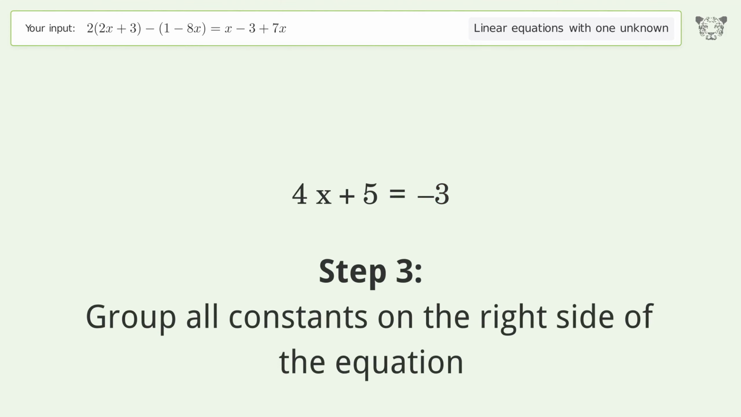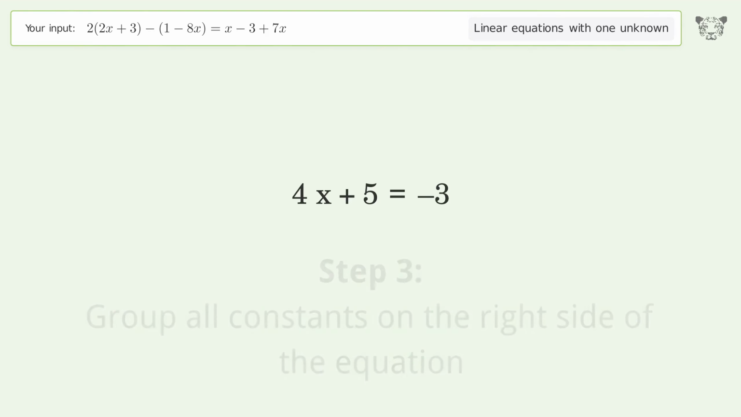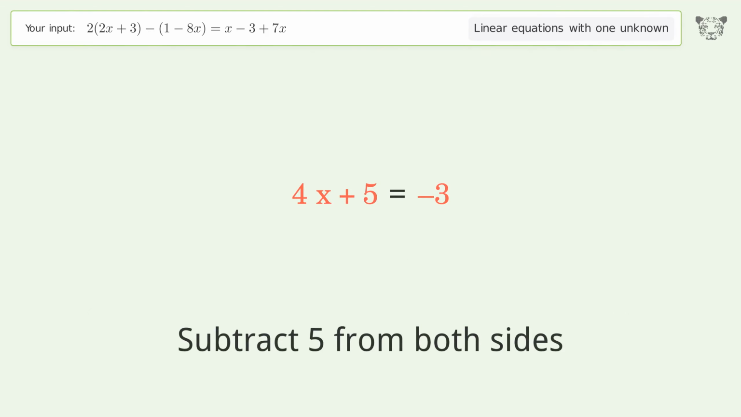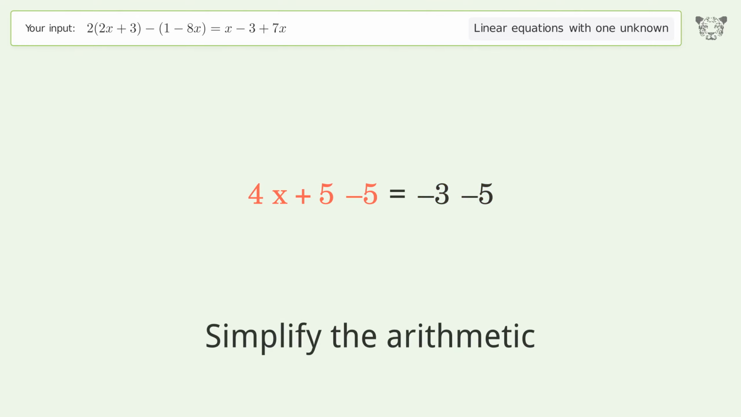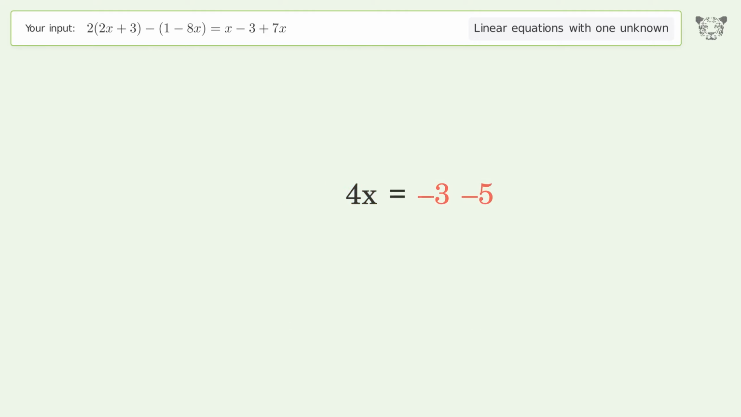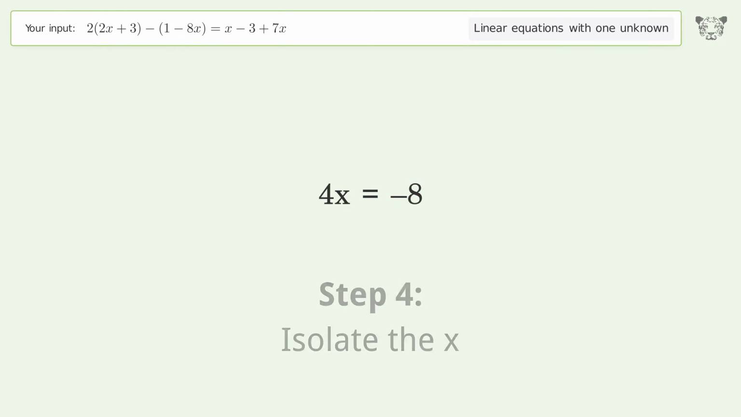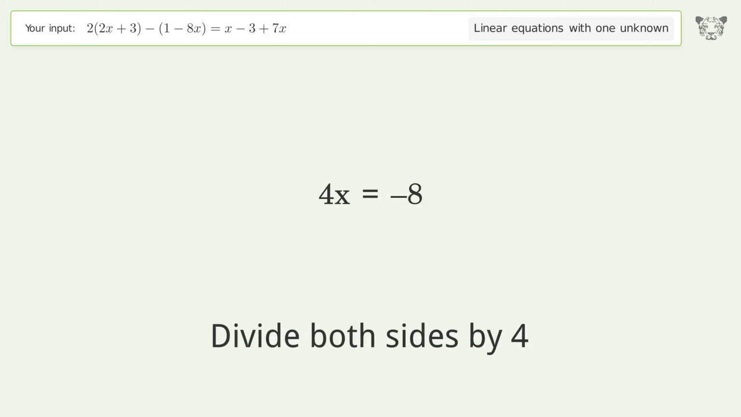Group all constants on the right side of the equation. Subtract 5 from both sides. Simplify the arithmetic. Isolate the x. Divide both sides by 4.